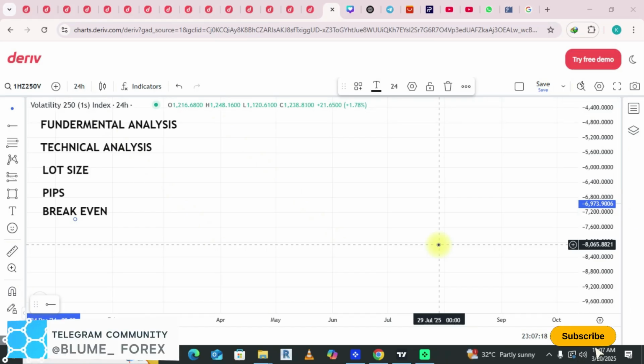All right, so we are going to continue with our basic forex terminologies. We are going to look at fundamental analysis, technical analysis, lot size, pips, and break even. Now, starting with fundamental analysis, we have two types of analysis on the forex market: fundamental and technical.